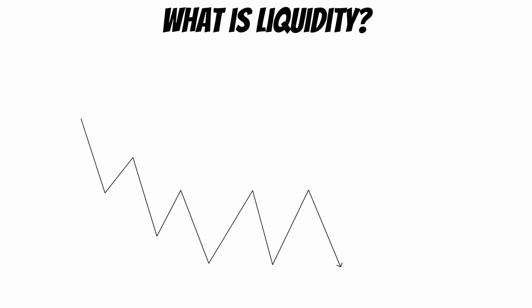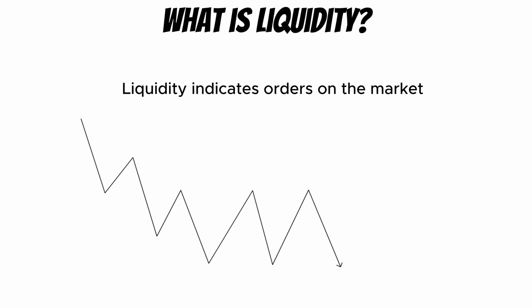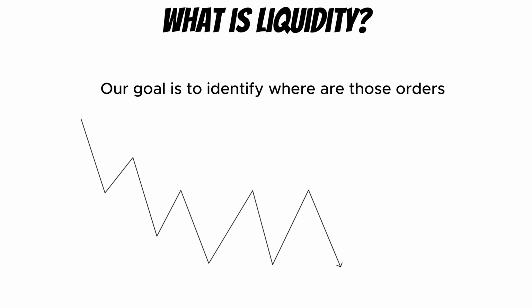Down to its simplest format, liquidity indicates orders on the market. So basically buying orders and selling orders. And our main goal using the concept of liquidity is to identify market areas where large amounts of buying or selling are taking place on a certain market at a certain time.